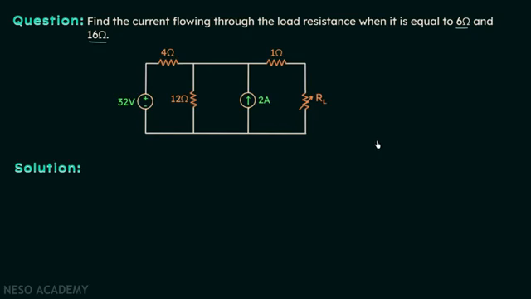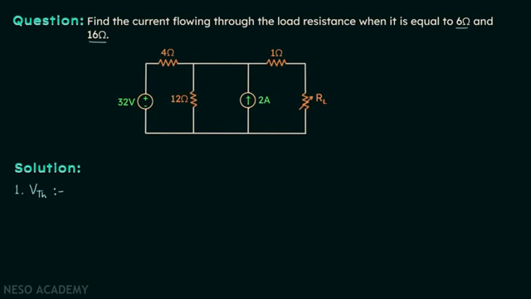Now we will move on to the calculation of current flowing through RL when it is equal to 6 ohms and when it is equal to 16 ohms. And to find out the current, we will first find out the Thevenin's equivalent circuit. And we know to find out Thevenin's equivalent circuit, we need VTH and we need RTH. So first, we will find out Thevenin's voltage VTH.